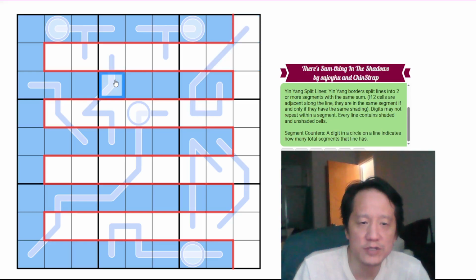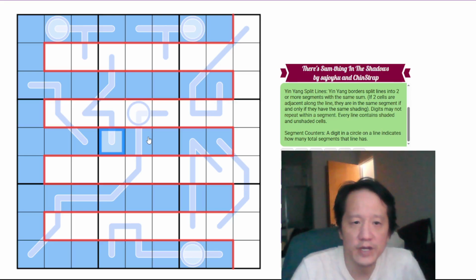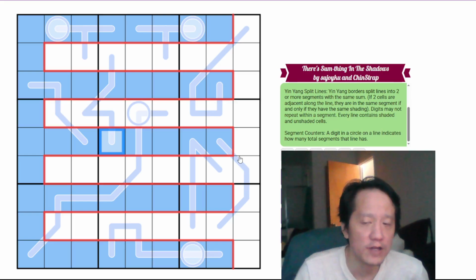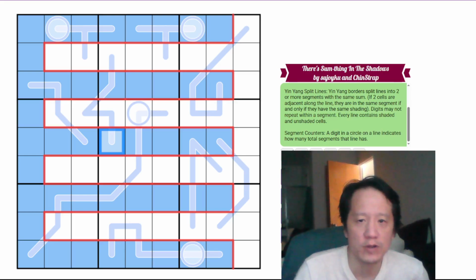Similarly, this would equal the same as this, which would equal the same as these two, which would equal the same as that, to make that shading work. And digits may not repeat within a segment, so keep that in mind. And every line basically has a border going across it.